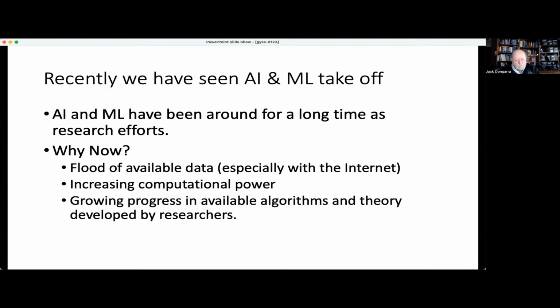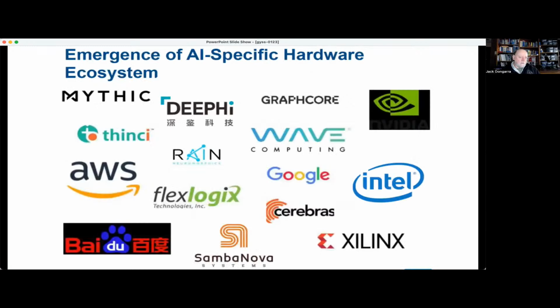We have progress that's been made in terms of the algorithms and the theory behind the artificial intelligence and machine learning that have been developed over the last few years. And we have this increasing support from industry that's embracing machine learning and using it to help them drive what they're doing. And that also happens, of course, in scientific computing as well. We see machine learning being used in many areas. And we see a lot of hardware that's being designed specifically to help with machine learning and artificial intelligence.